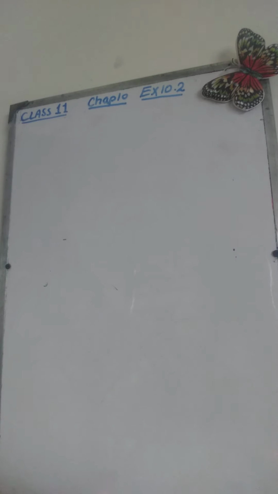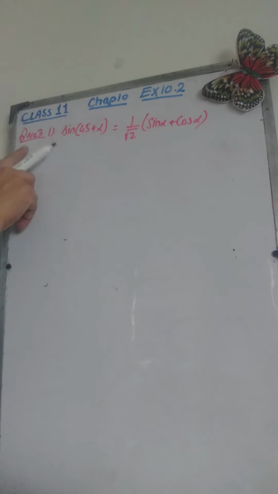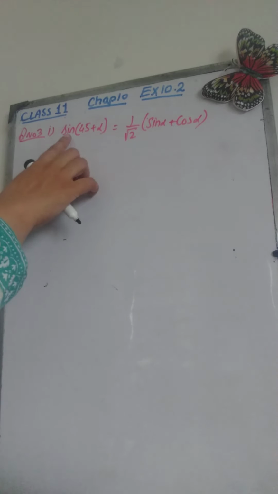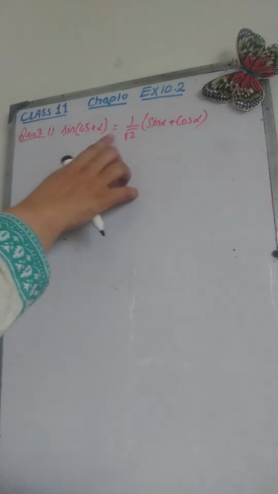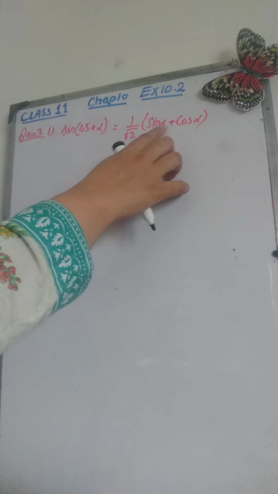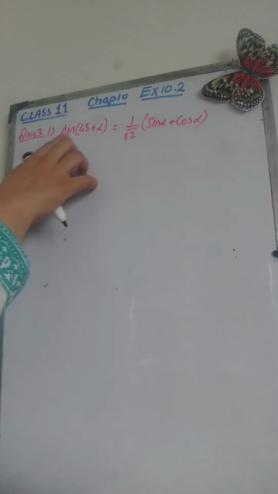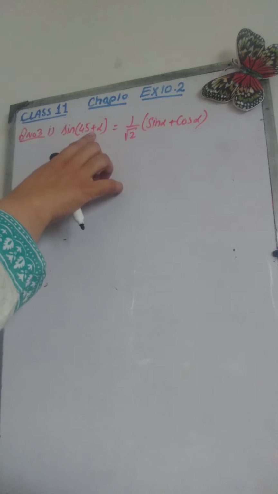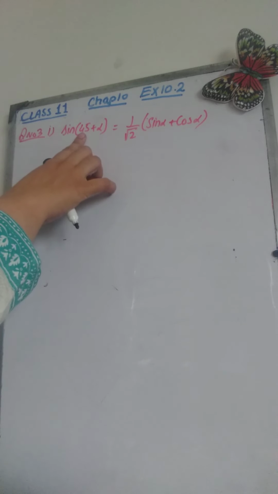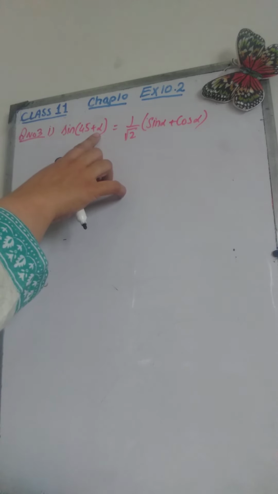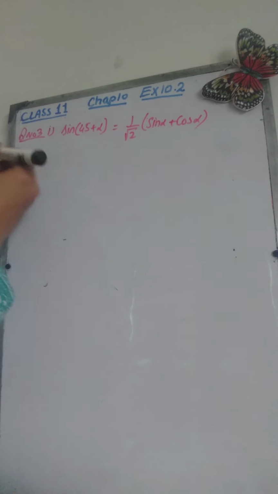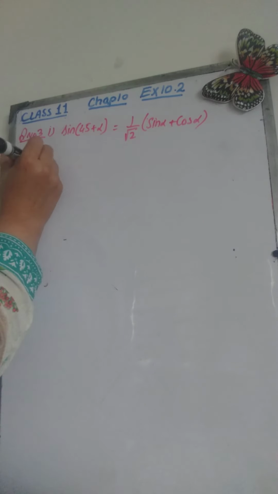Let me write the question first. Now question number 3 part 1 is that you have to prove sine of 45 plus alpha is equal to 1 over under root 2 into sine alpha plus cos alpha. Now if you observe this, on the left hand side, instead of alpha we have 45 and at the place of beta we have alpha. So we are going to use the identity.